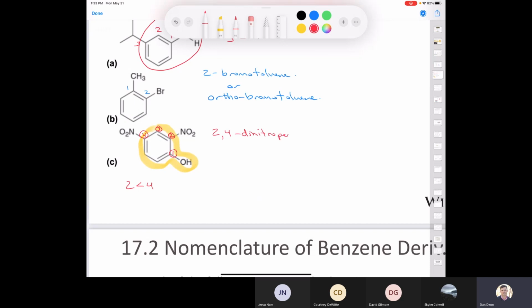2,4-dinitrophenol. Like that. And we can't use ortho-meta-para here because this is tri-substituted. So write this here. Cannot use ortho-meta-para since tri-substituted. All right, here we go.